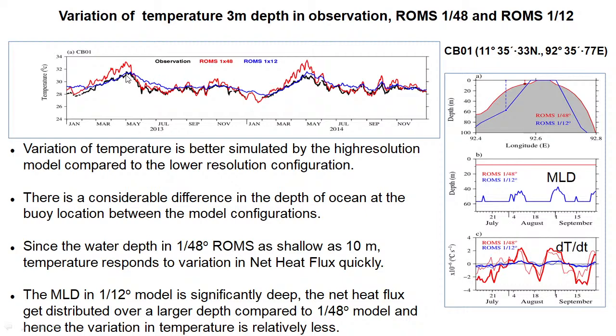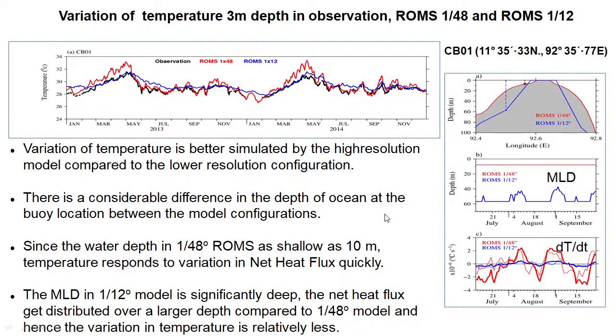You can see that the high resolution model is doing an exemplary job in terms of getting the intraseasonal variation in temperature at 3 meter, whereas the low resolution model is only getting this large annual cycle there. Only a slight part of the intraseasonal variation is getting simulated by this model.